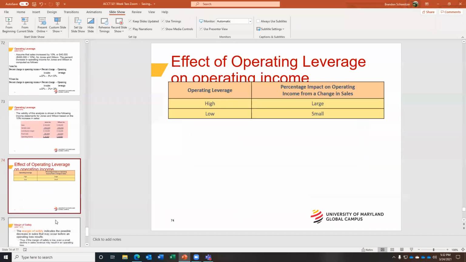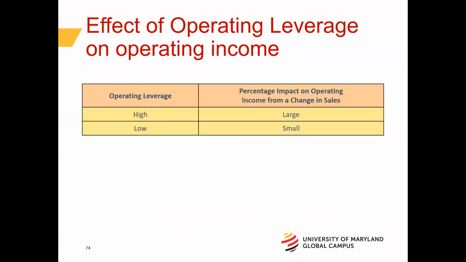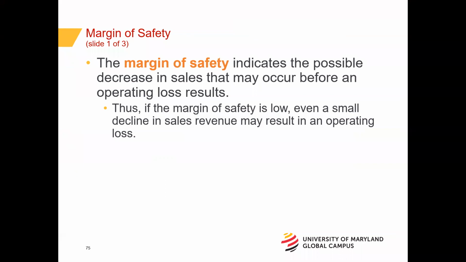This is a nice way to validate that information. We are almost done. Last topic, margin of safety. It is exactly as it sounds. It gives us a safety buffer. This indicates a possible decrease in sales that might occur.